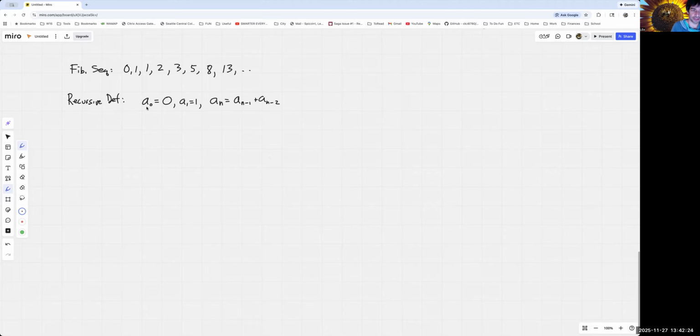But with this formula, I have A naught is 0, A1 is 1. If I want to come up with A2, my formula tells me that's A1 plus A0, or 0 plus 1, or 1. And then when I want A3, my formula tells me that's A2 plus A1. So that's going to be 1 plus 1 or 2, and so on and so forth. And this gives us the sequence if we just keep adding them.